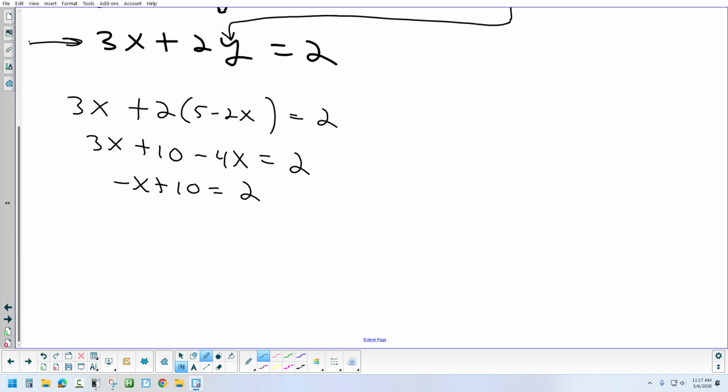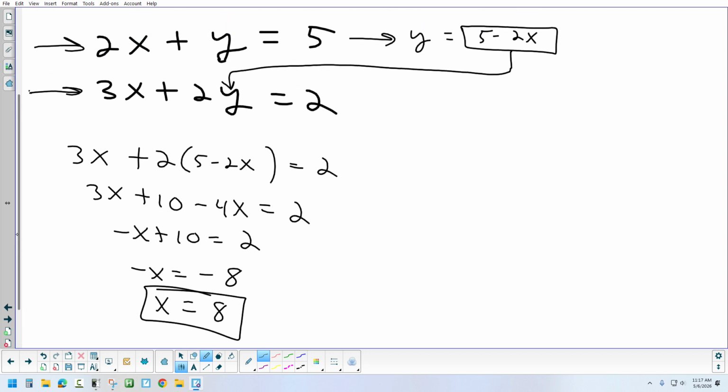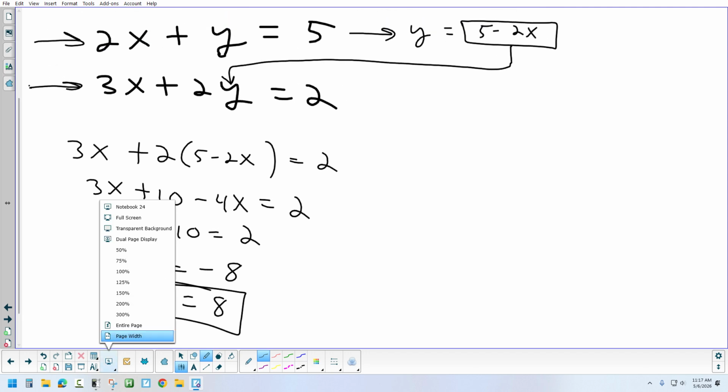Hadley, my next step. Subtract 10 from both sides. So 2 minus 10 is going to give me negative 8, which means x equals 8. There we go. So there's our x value. And now, Eileen, what do I still have to find? Y. And how would I get the y value?